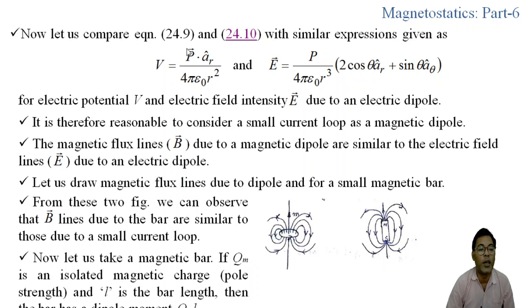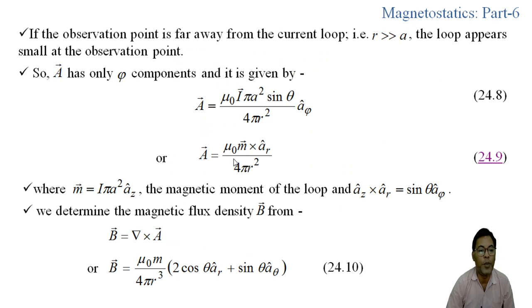So here P is replaced by M, that is the magnetic dipole moment. Dot is replaced by cross. Here is same, divided by 4 pi, same. Here epsilon naught is given, so in the case of magnetostatic fields, it will be mu naught. So mu naught is given in this expression, mu naught m cross AR by 4 pi r square.